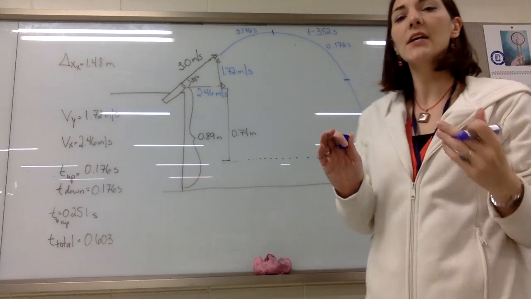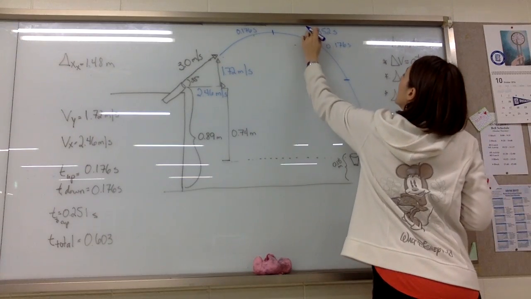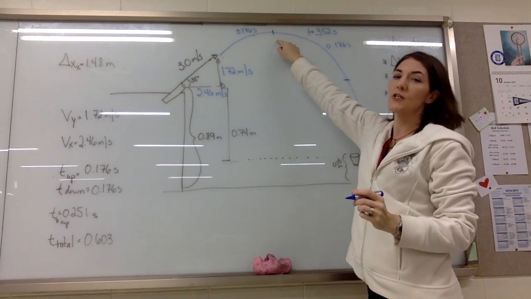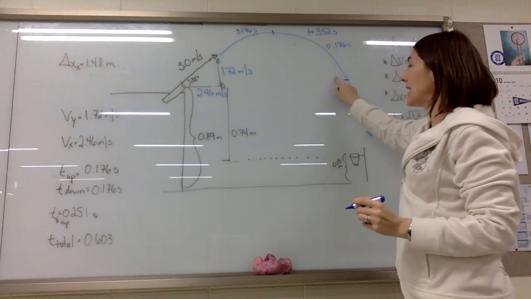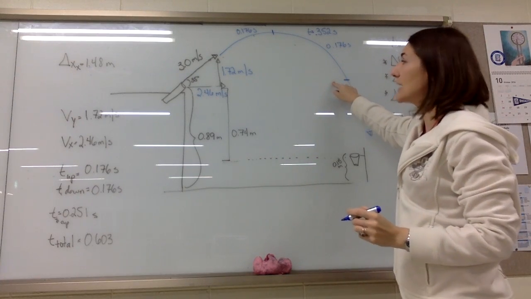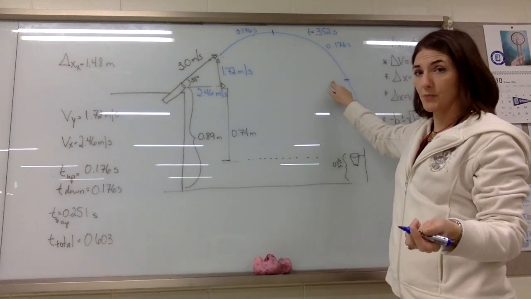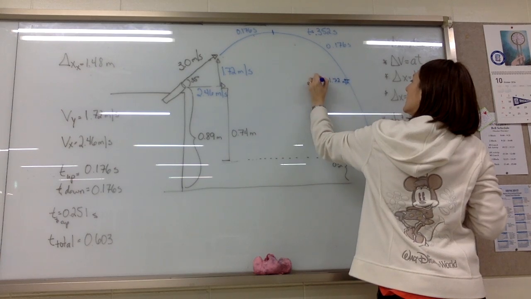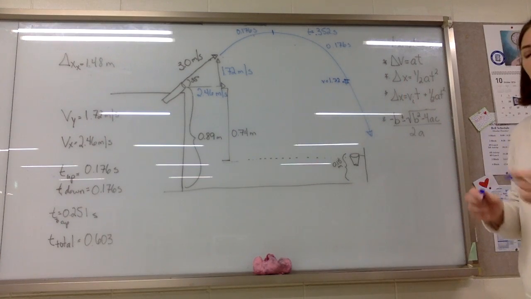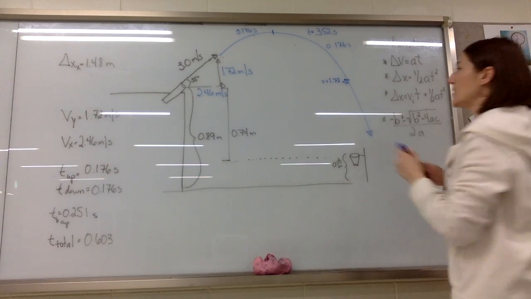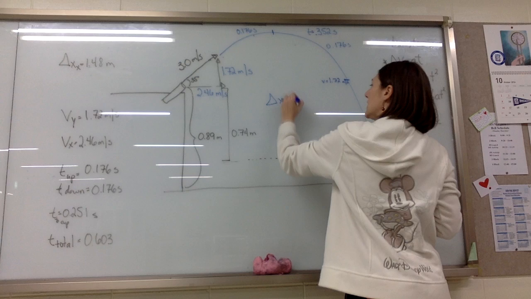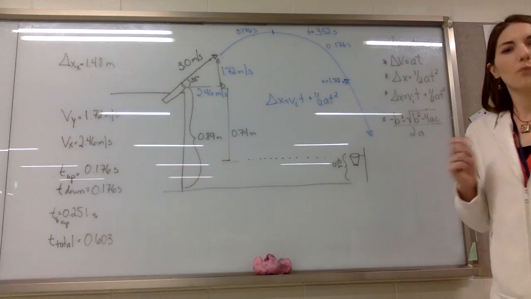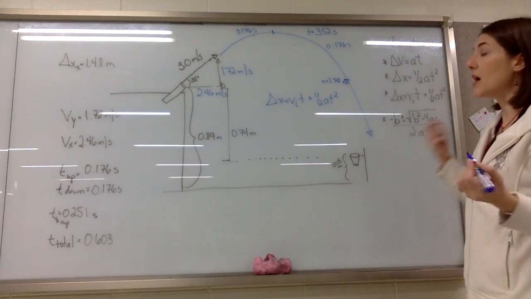Now here's where we went wrong. It has a velocity here because it goes up to 0 meters per second, and then it comes back down, and when it's back here, it actually has a velocity of 1.72 meters per second. So 1.72 meters per second is the velocity at that point. So we have to consider that when we use change in x equals vi times t plus 1/2 at squared. That's the equation we have to use.